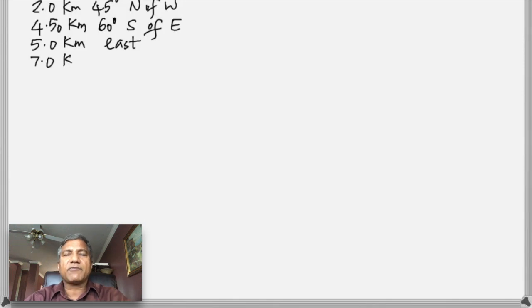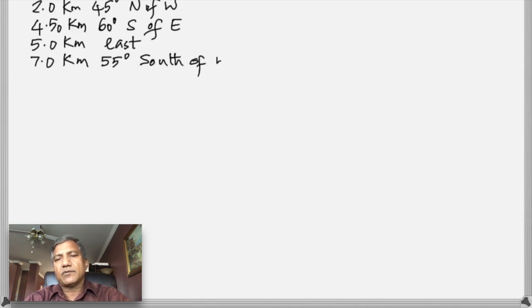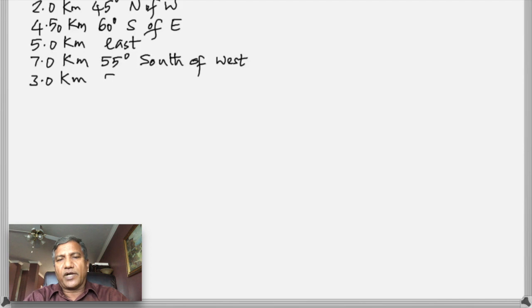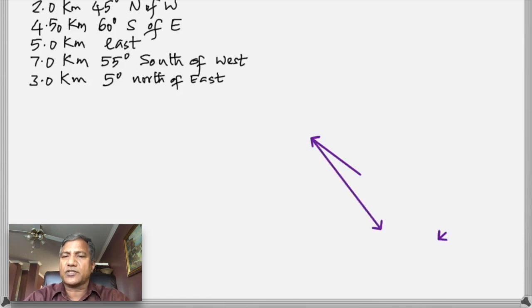And then 7.0 kilometers, 55 degrees south of west. So now it's from there south of west, okay? And finally, the person walks or sails 3.0 kilometers, 5 degrees north of east. So we got to draw a diagram to illustrate this. So that's the first one.